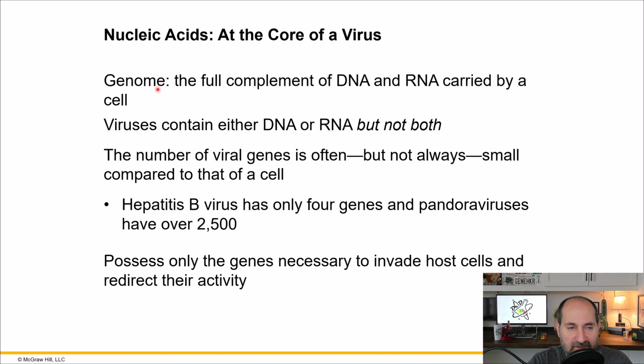Remember, viruses have a genome. This genome can be either DNA or RNA, but not both. The number of viral genes is often but not always small compared to that of a cell. For example, hepatitis B virus only has 4 genes, and Pandora viruses have over 2,500. So the number of genes varies quite a bit, but it's usually fewer genes than a bacterial cell.